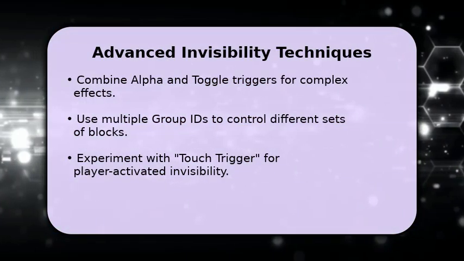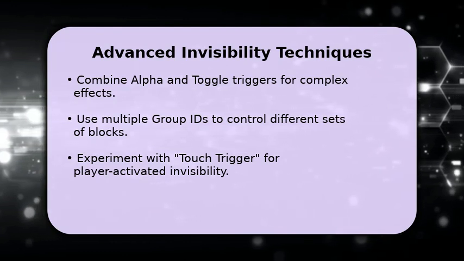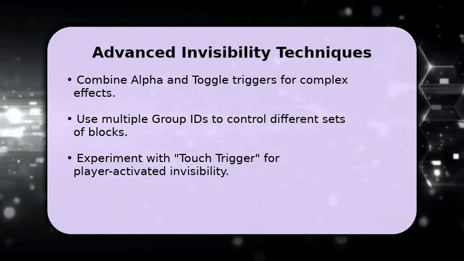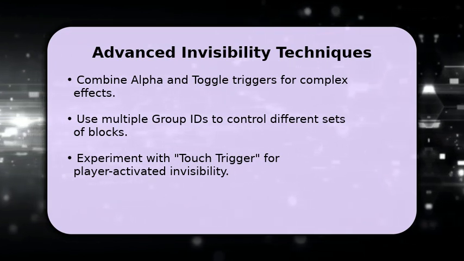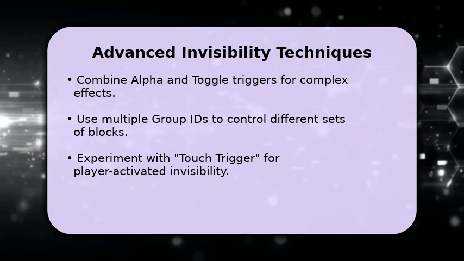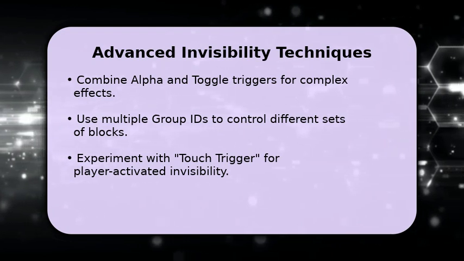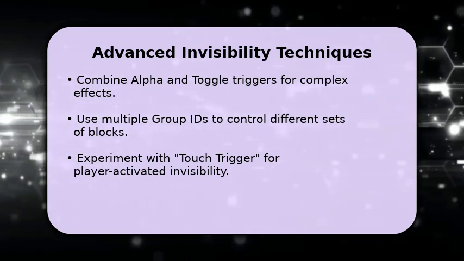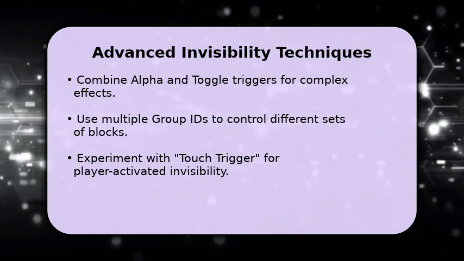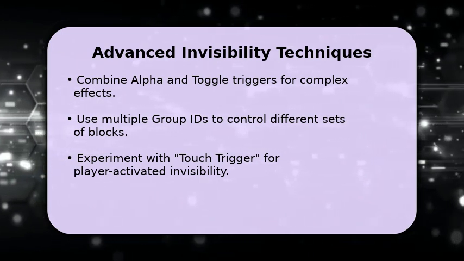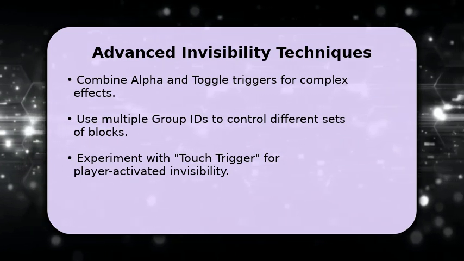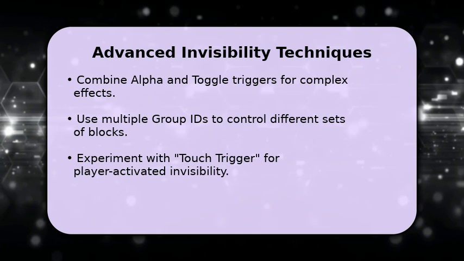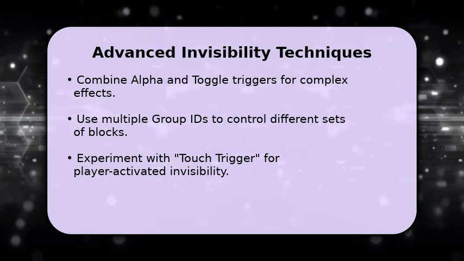For more advanced effects, try combining alpha and toggle triggers. You can use multiple group IDs to manage different sets of blocks independently. Experiment with the touch trigger to allow players to activate or deactivate invisibility themselves. Also, consider using a spawn trigger to delay when an alpha or toggle trigger activates, creating timed or sequential visibility changes. These tools offer immense creative potential.